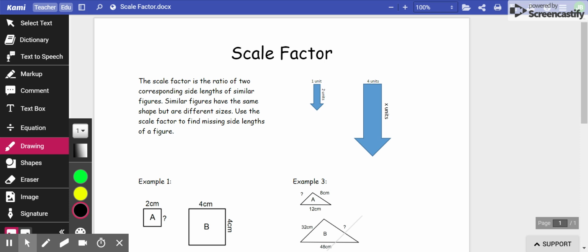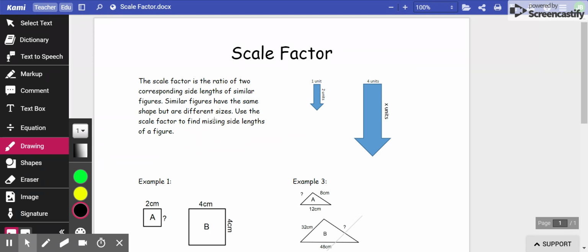Welcome, and we're working on the scale factor in geometry. The scale factor is the ratio of two corresponding side lengths of similar figures. Key thing here is similar figures. As you can see from my right side here, I have two objects that look like arrows just pointing downwards. Similar figures have the same shape, but are different sizes. As you can see, one is smaller than the other, or larger than the other one.